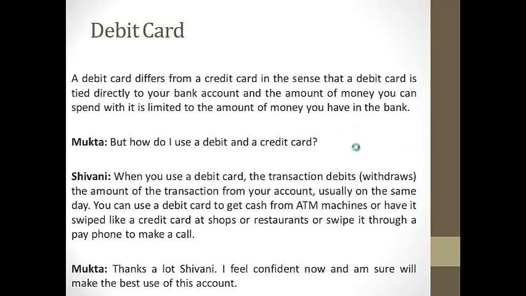A debit card differs from a credit card in the sense that a debit card is tied directly to your bank account and the amount of money you can spend with it is limited to the amount of money you have in the bank. But how do I use a debit and credit card? When you use a debit card, the transaction debits the amount from your account, usually on the same day. You can use a debit card to get cash from ATM machines or have it swiped like a credit card at shops or restaurants, or swipe it through a payphone to make a call.